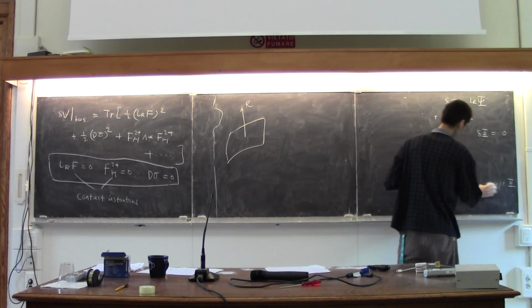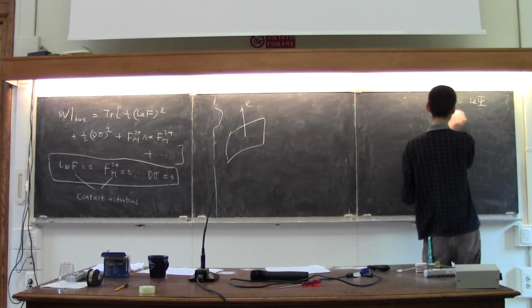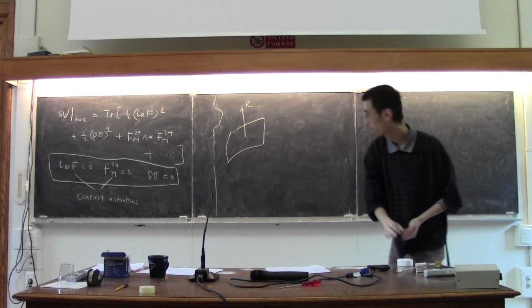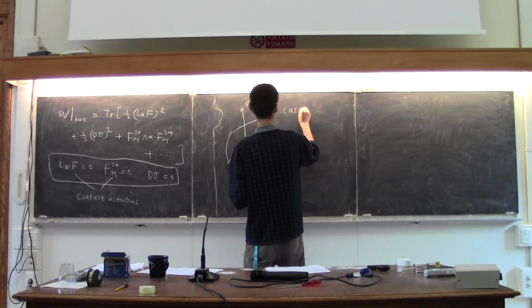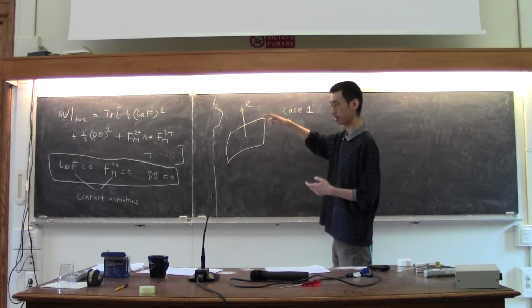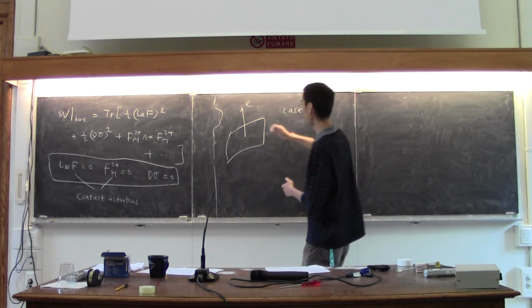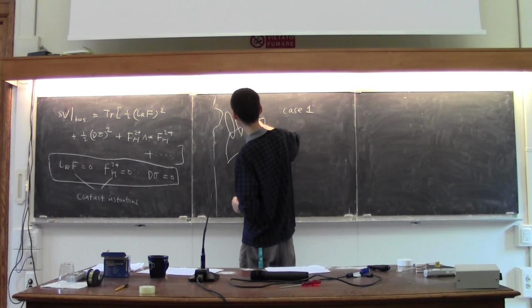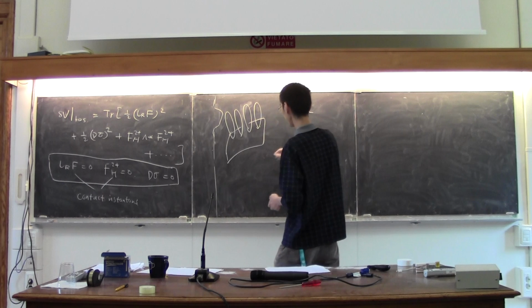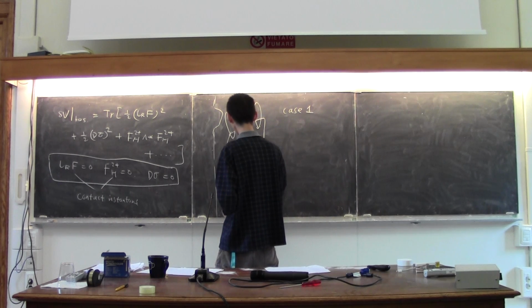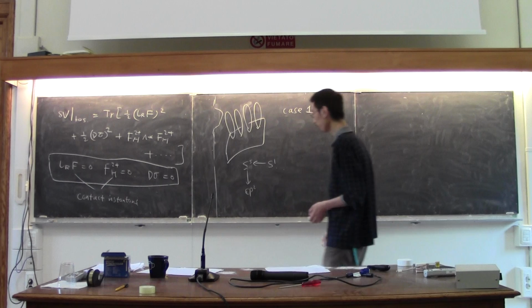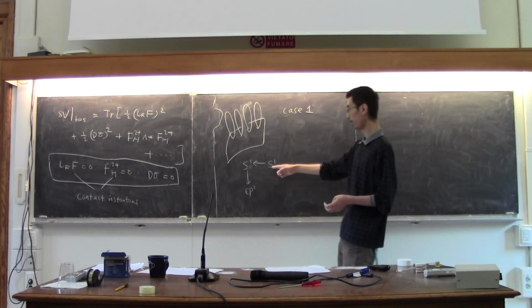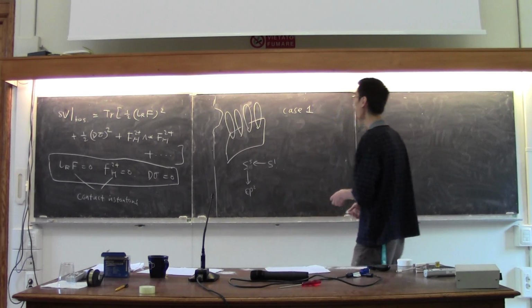Case one is when the Reeb vector field has closed orbits everywhere. So the manifold is basically a U(1) fibration over a base. For example, take S^5, like the example last time, which is a U(1) fibration over CP^2, and then the Reeb is really just the circle direction.